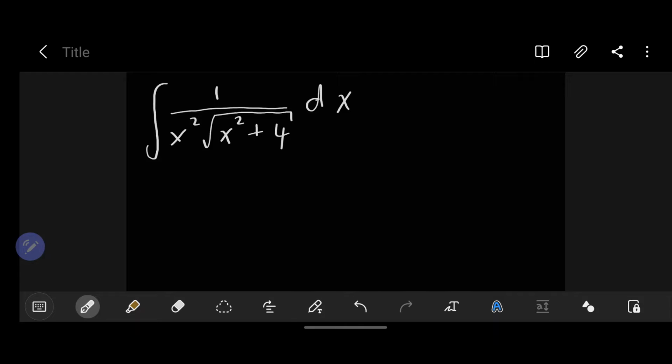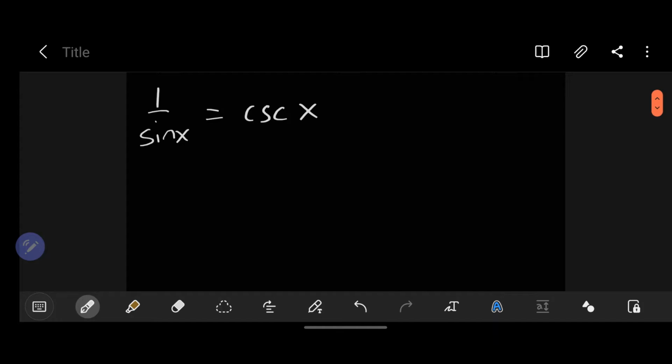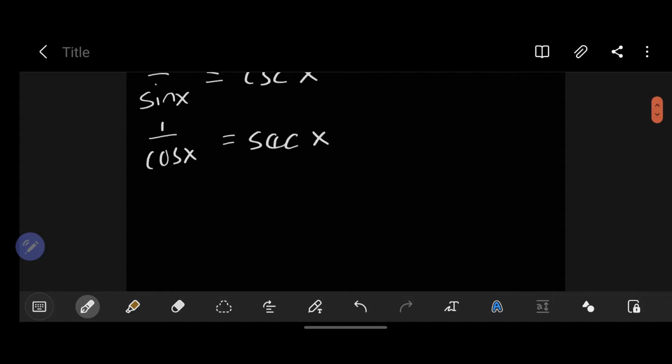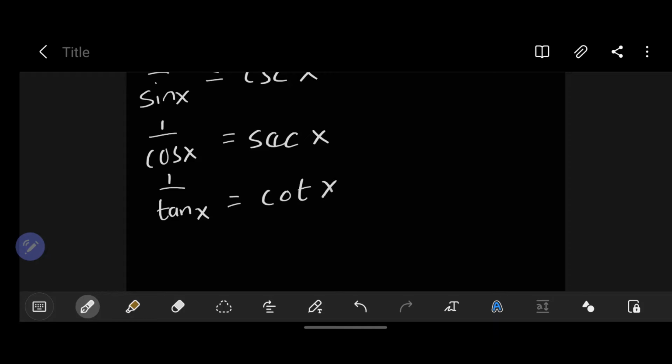So we have to be familiar with 1 over sine x is equal to cosec x. And then you have to be familiar with 1 over cosine x is equal to secant x. And also there's 1 over tan x equals cot x.